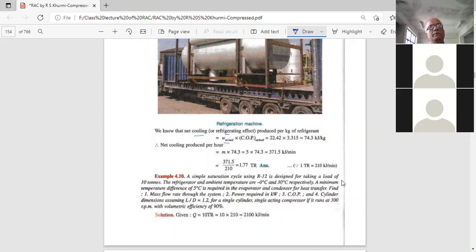We have first calculated the theoretical COP using the refrigerating effect, and the theoretical COP, after multiplication by the percentage given, will become the actual COP. So if we multiply the actual COP with the work done, 22.42 multiplied by 3.315, we get the net cooling effect, 74.3 kilojoule per kg. So what is the theoretical COP?